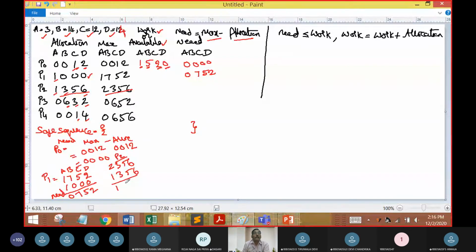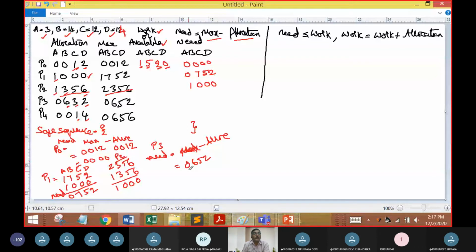Later on we have to compute for P3. How do I compute for P3? P3 need is equal to maximum minus allocation. The maximum value was 0652 and the allocation value was 0632. So obviously 0 0 2 and 0.